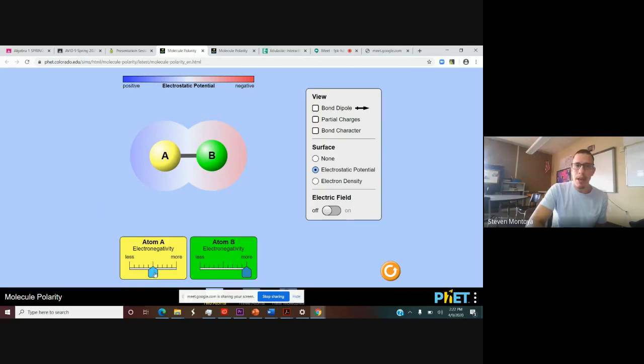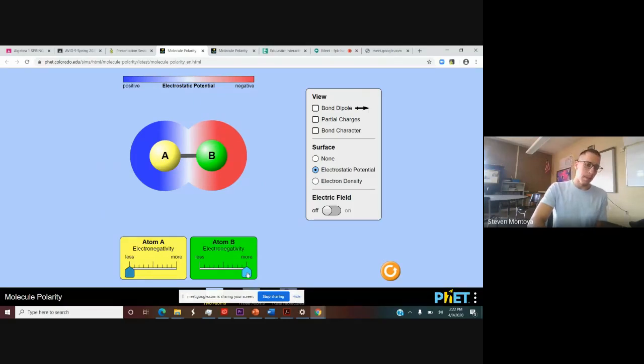Now I'm going to set this back up to its original position. So I'm going to move atom A's electronegativity to 0, or to the far end of less. And I'm going to move atom B's electronegativity to the halfway point. Okay.